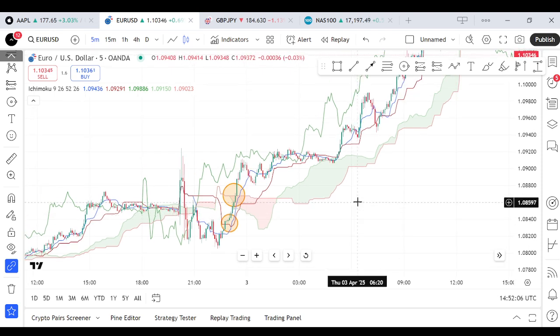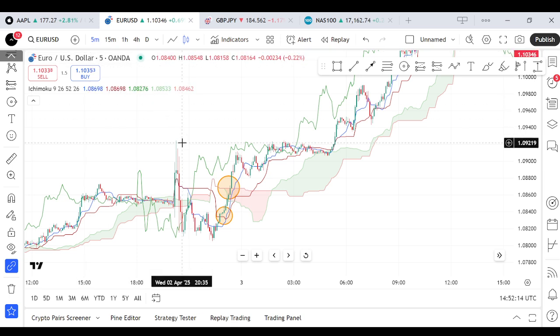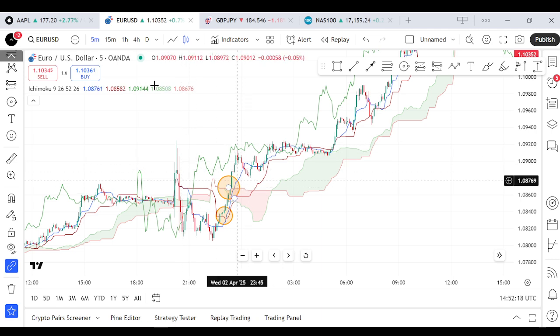So the first step, if you want to trade with the Ichimoku scalping strategy, is to first set your chart to a 5-minute time frame, which is ideal for scalping as it balances quick price action with reliable signals. So we are on the 5-minute time frame because we are scalping. If you're day trading, you can go to the 15 minutes, to the 1 hour. If you're swinging, you could go to the 4 hour, to the daily. We are scalping, so we are on the 5-minute chart.